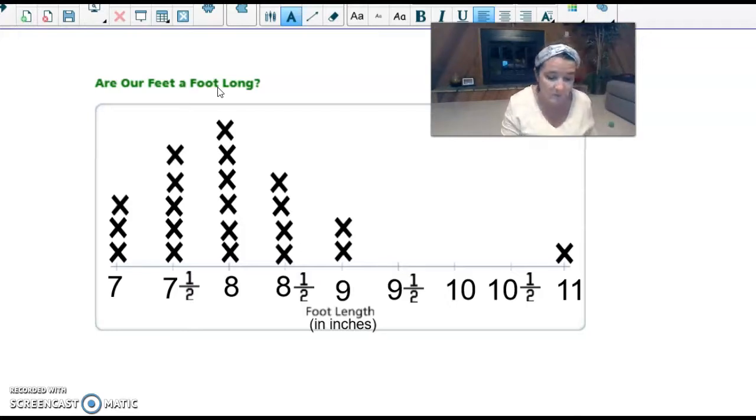Okay. So what we're going to continue to do this week is to use the measurements we took today to create line plots and to analyze the data of our 3rd grade classrooms.